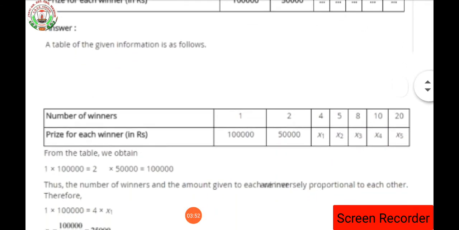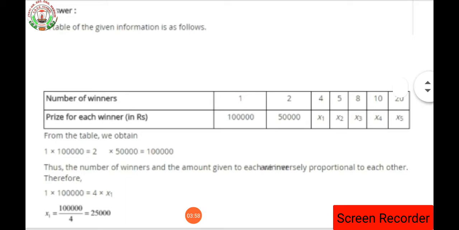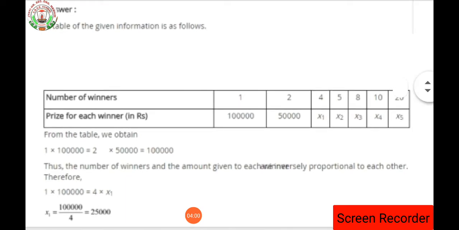A table of the given information is as follows. Here we have the number of winners. If the number of winners is 1, then the prize is 1 lakh. If the number of winners is 2, then each person will get 50,000. Let us consider that if the number of winners is 4, then each winner will get x1 amount of prize. If 5, then each participant gets x2. If 8, each participant gets x3. If 10, each participant gets x4. If 20, then each participant gets x5.